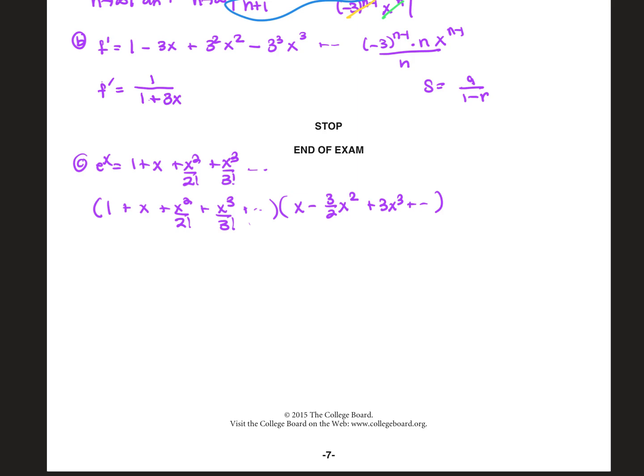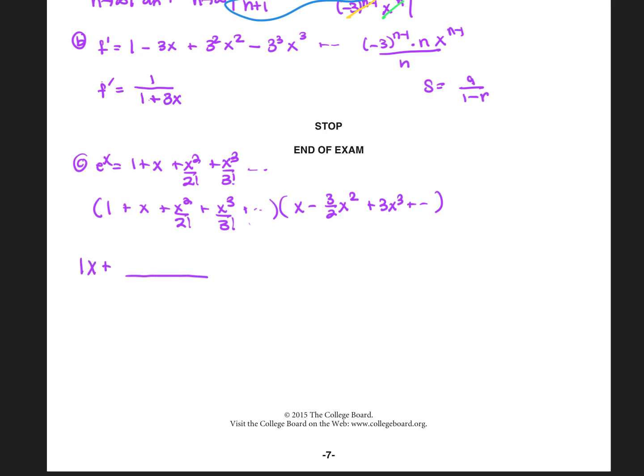So imagine multiplying these out. Is there any way I can get a constant? Well, the only way I could get a constant is if I multiply a constant by a constant. I have a constant on the left side, but I don't over here. So there's no constant. So the next thing we look at is how many different ways we can get a linear. I think the only way I can get a linear is multiplying this 1 by this x. So my only linear is 1x.